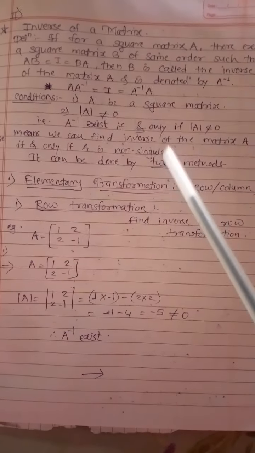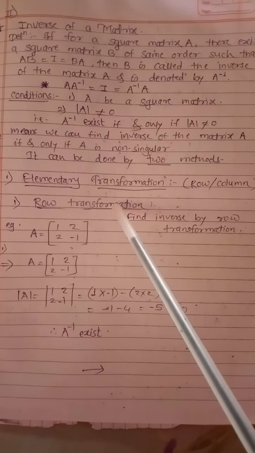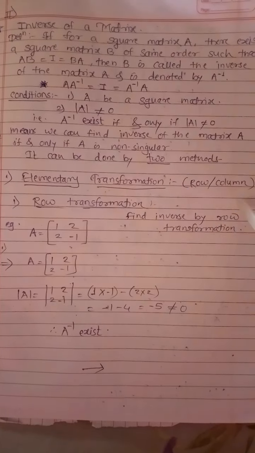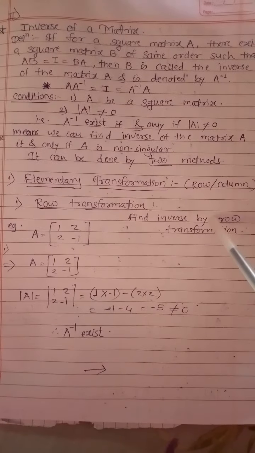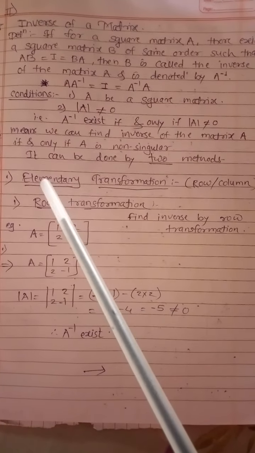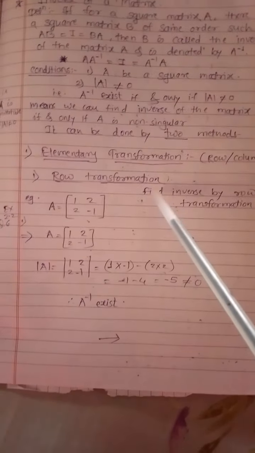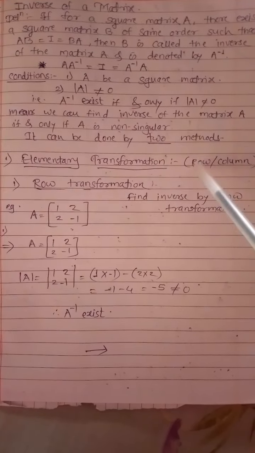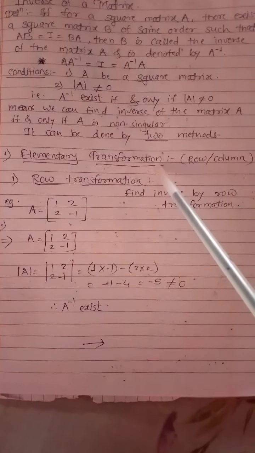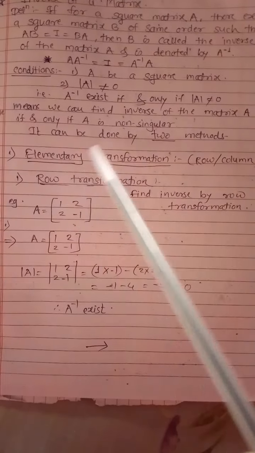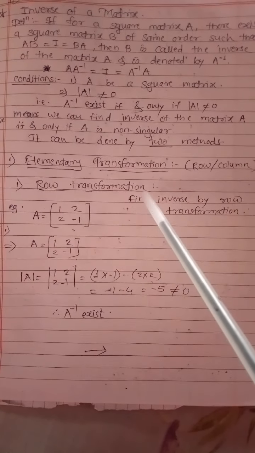Now there are two methods to find the inverse of a matrix. The first one is elementary transformation, either by row or column transformation, and the second method is the adjoint method. I am going to explain this with an example. First we start with the row transformation. There are two methods in elementary transformation: you have to take the elementary transformation either by row transformation or by column transformation.